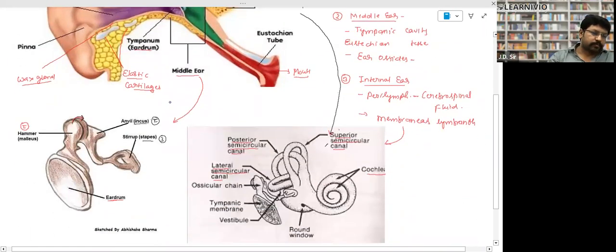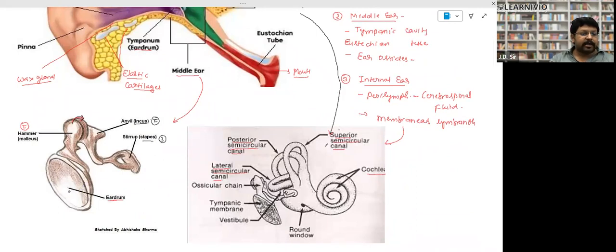Look, the middle ear. This outer part is the eardrum. Vibration will reach this eardrum. When vibration or waves reach the eardrum, they give further vibration to the hammer-like structure, the malleus. Malleus transfers to the incus. Incus transfers to the stapes, right? So that's how the transfer of information takes place.